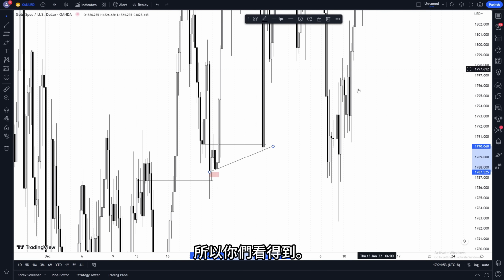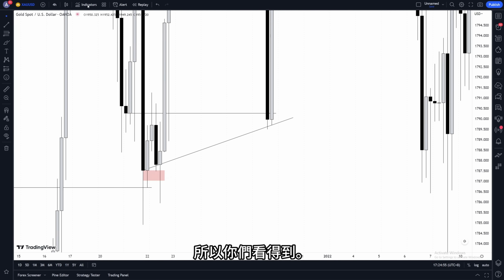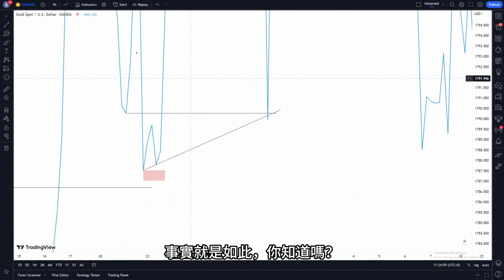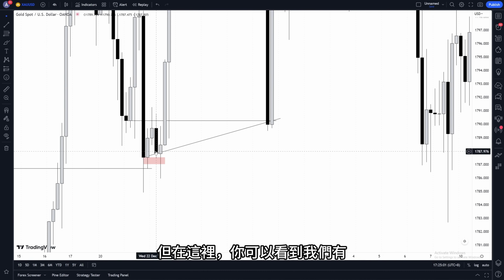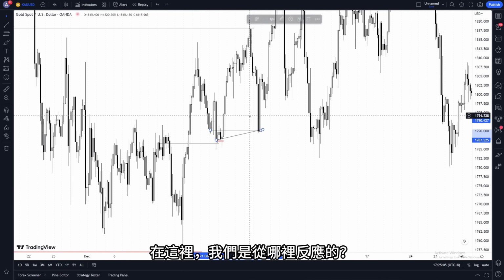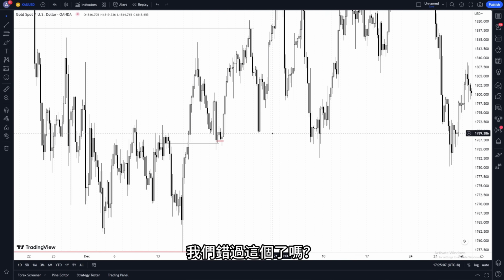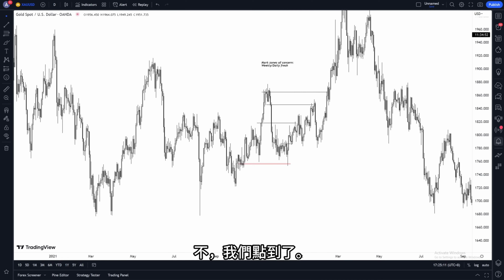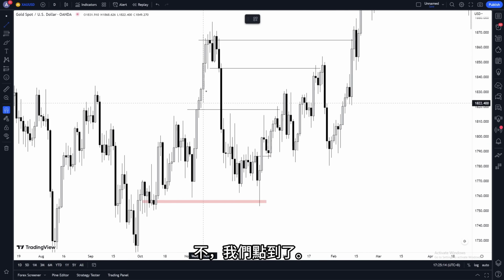But anyway, add your little trend line in here. Hold on, let me make that clear so you guys know I'm not cheating. Okay, see, that trend line didn't even go in, so you guys can see, right? So if it's not clear, it's just not clear. It is what it is. But over here, you can see that we had ourselves the daily zone. The price gets tapped into. Over here, what did we react from?